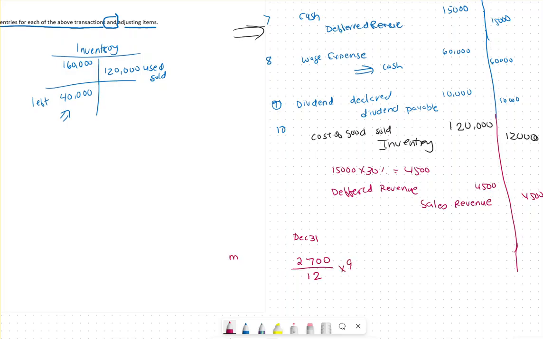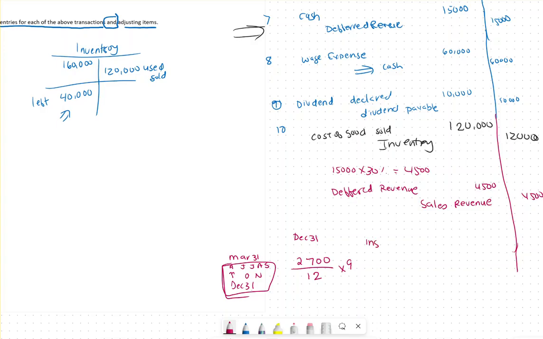How do we get the 9 months? March 31st we purchased it, March 31st to December 31st. We have April, May, June, July, August, September, October, November, and December. So 1, 2, 3, 4, 5, 6, 7, 8, and 9. So there is 9 months. So that's how we got the 9.